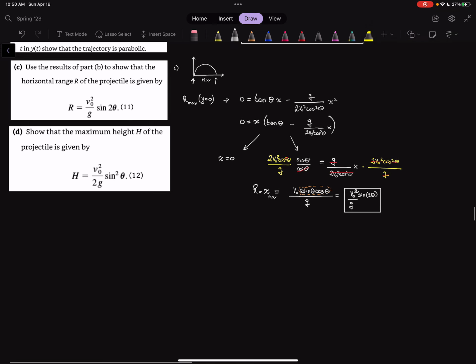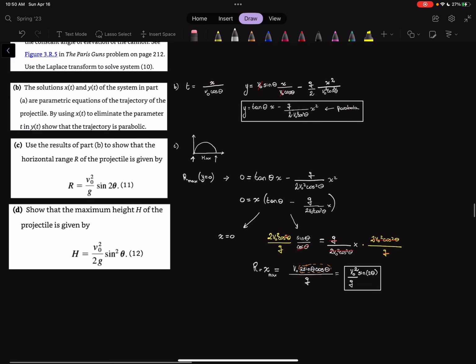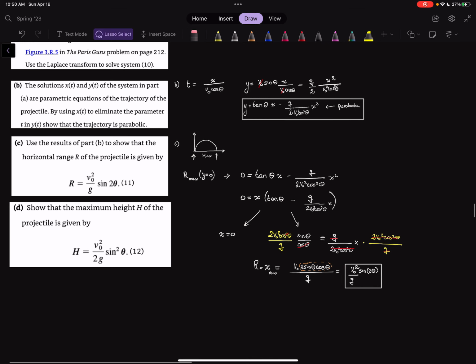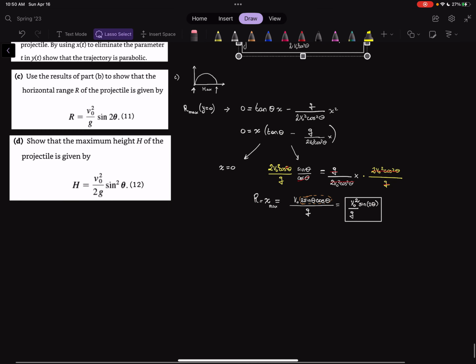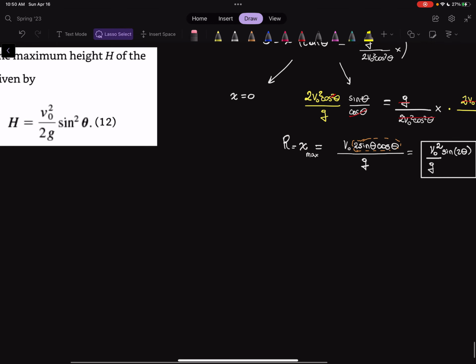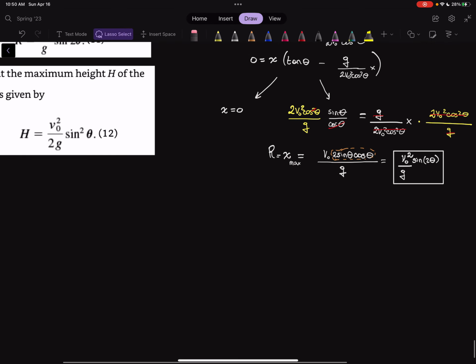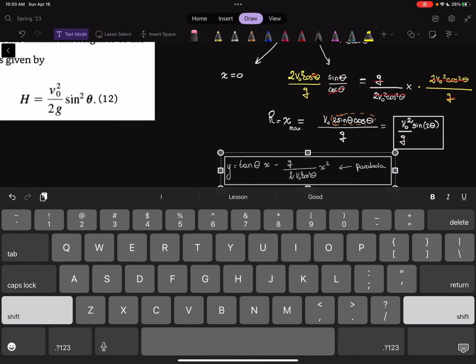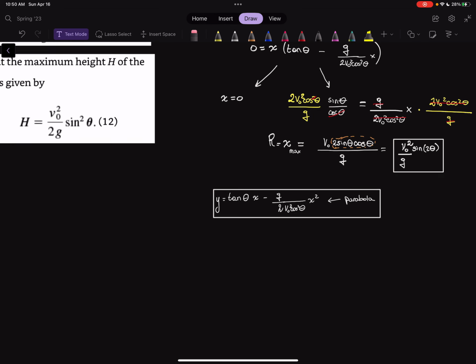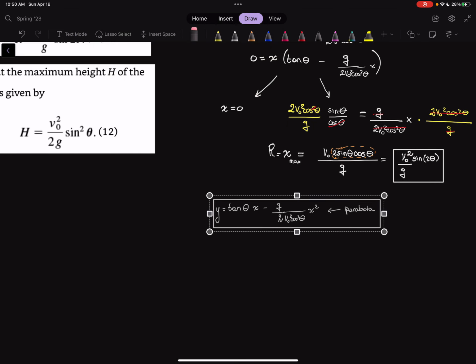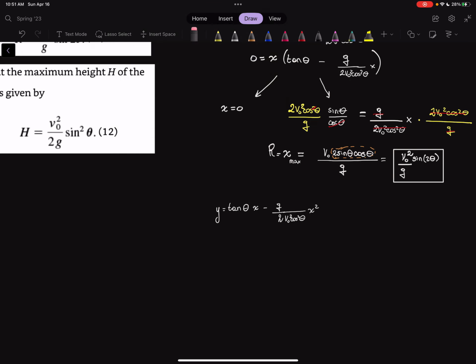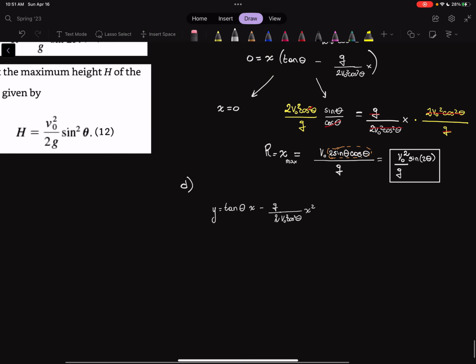Well, now they ask us to show that the maximum height of the projectile is given by h. Well, if I take my y, let's take my y right here, copy, and I want to find the max y. So this is going to be part D. I'm going to paste it over here, bring it down a little bit, and take away that box.